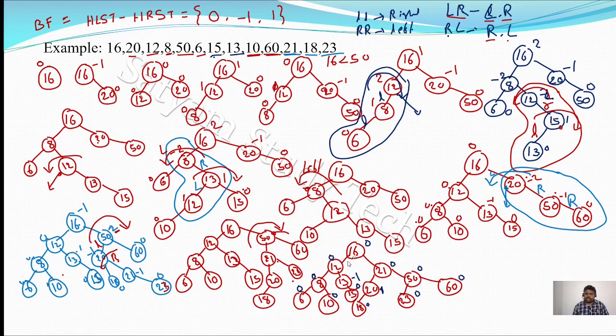So everything is balanced, so this is the final AVL tree. This is the final AVL tree. Okay. So in this way you have to insert any node.